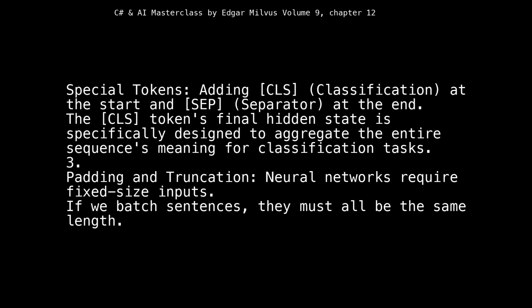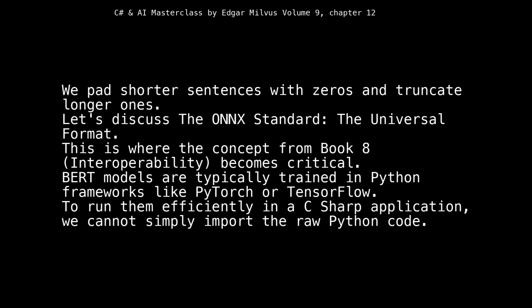3. Padding and truncation. Neural networks require fixed-size inputs. If we batch sentences, they must all be the same length. We pad shorter sentences with zeros and truncate longer ones.